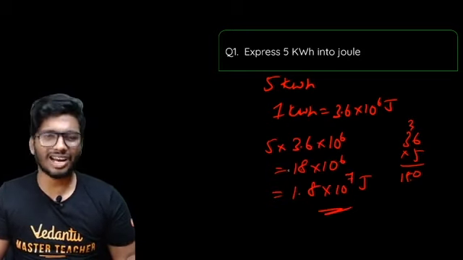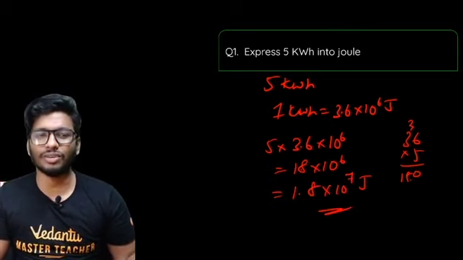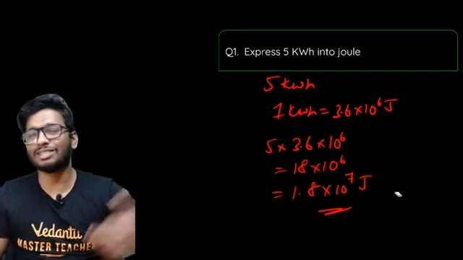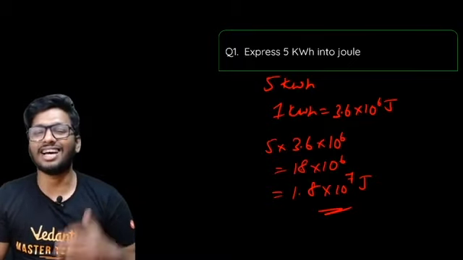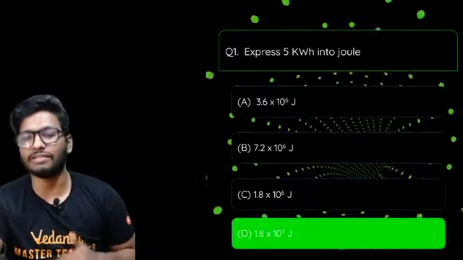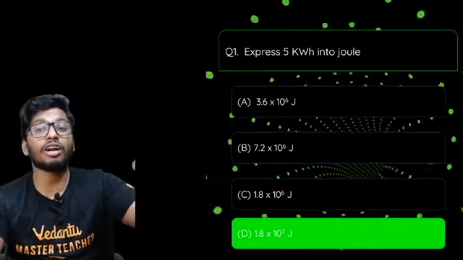Simple. So this is how I do my calculation. Don't think that it's weird. It's a little bit easier. You have your own ways to calculate. This is my way to do it, so that it gets a little bit easier for me. Anyways, so the answer, guys, is 1.8 into 10 to the power 7 joules. That'll be the answer for this question. Moving on to the second question.